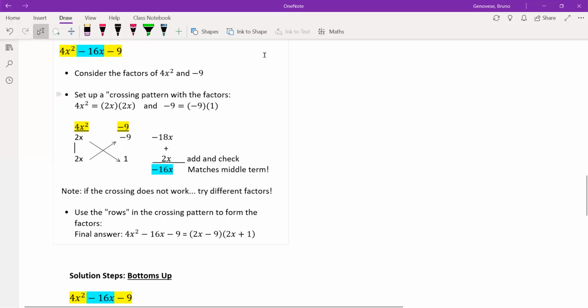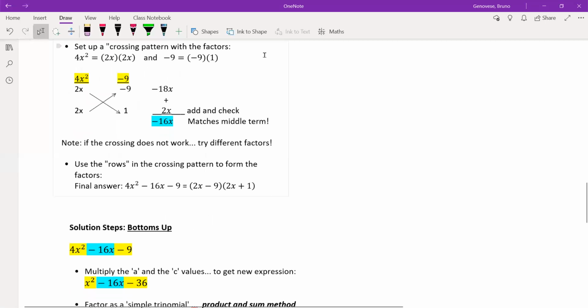Let's explain how this works again. So again, factors of 4x squared, 2x and 2x. Lining them up in a column, factors of negative 9 and 1. Cross multiplying, so 2x times 1 is 2x. 2x times the negative 9 is negative 18x. You add those results together and you're hoping to get the middle term, just like I've got highlighted in color here. And I've set this up intentionally for you to work.